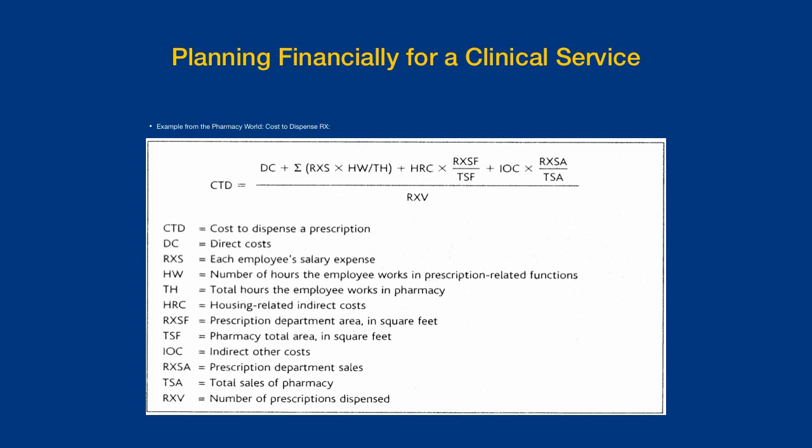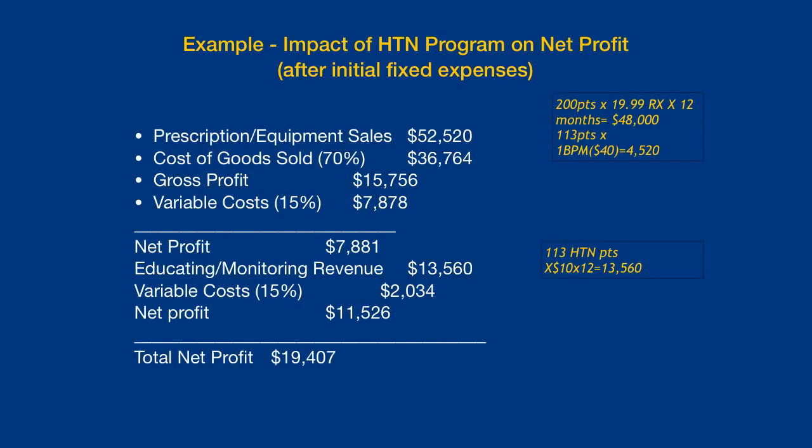This is an example of a way to calculate what it costs to dispense a prescription. You would look at your direct cost, your employee salaries, your total hours of your employees, your indirect cost, the pharmacy department sales, and the number of prescriptions dispensed. I gave this example in Pharmacy Practice 6, but this is an example of looking at financials. And like I said, this is kind of a precursor to our financials, but it's planning out.